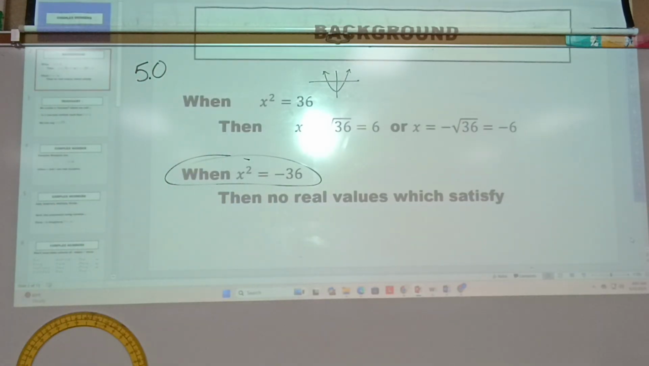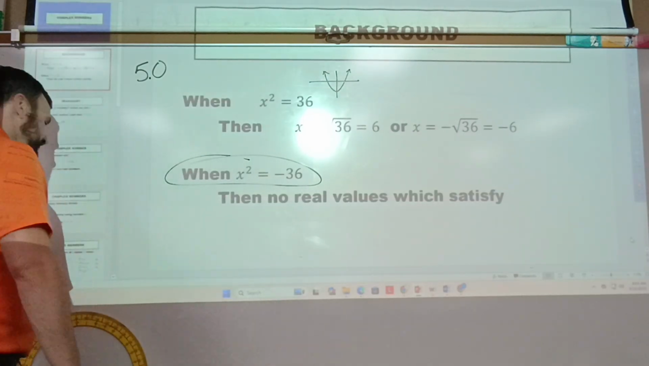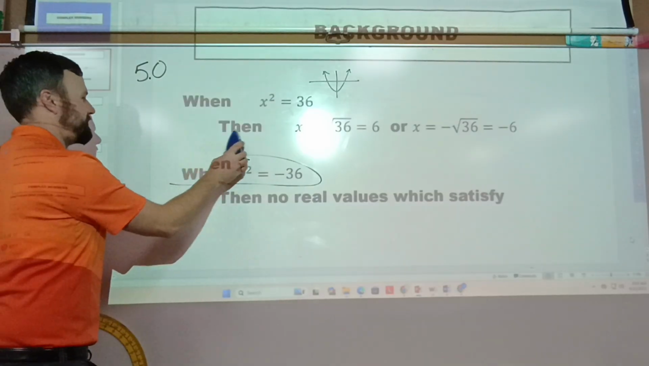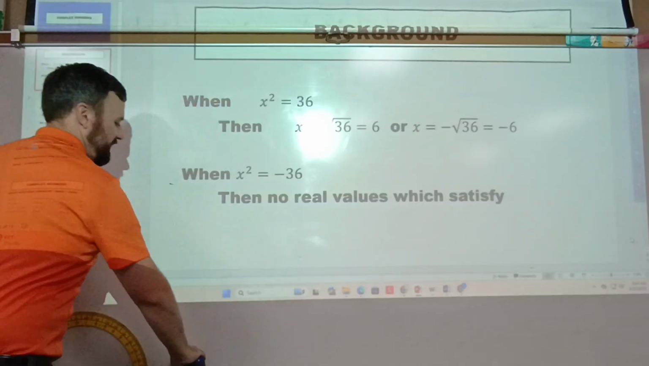If I have that equation, x squared equals negative 36, we can't square root a negative. When I plug it into my calculator, it says there's an error. So they invented something called complex numbers, so I can deal with negatives.